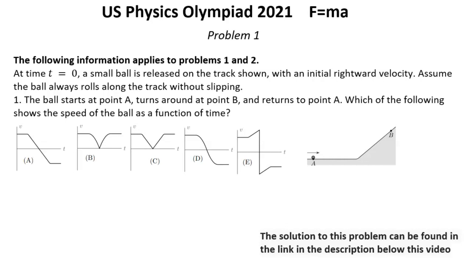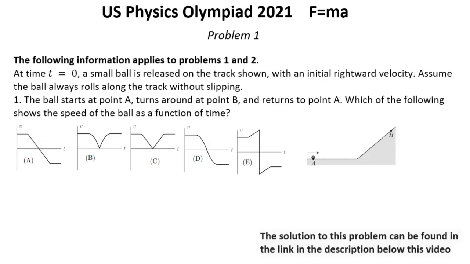The following information applies to problems 1 and 2. At the time t equals 0, a small ball is released on the track shown with an initial rightward velocity. Assume the ball always rolls along the track without slipping.